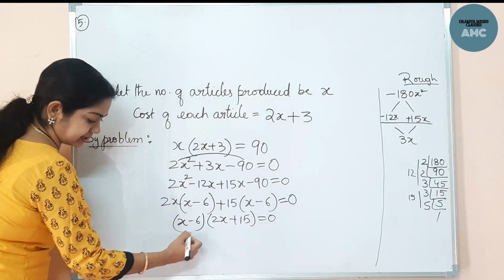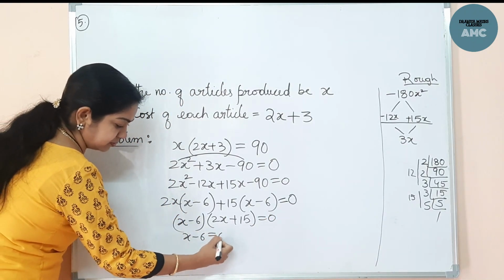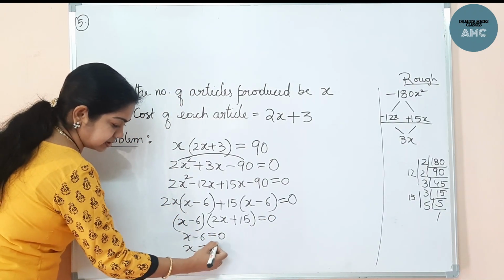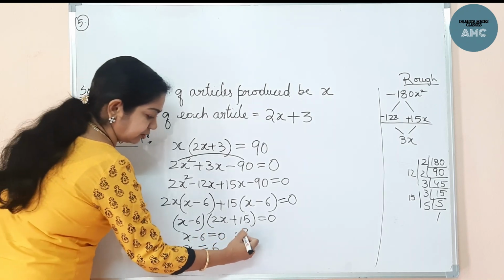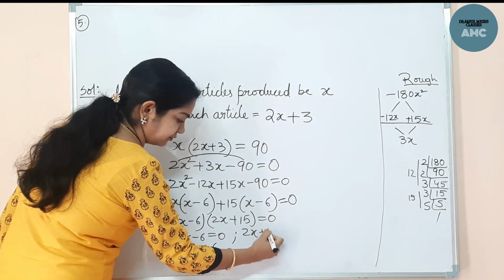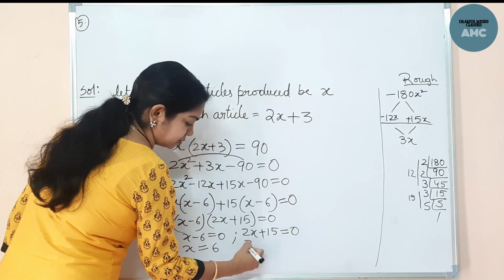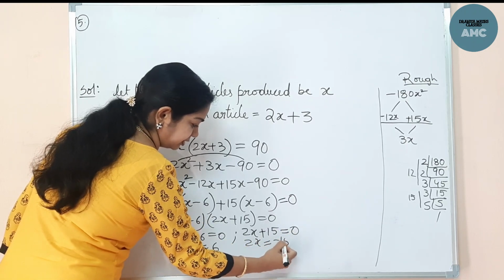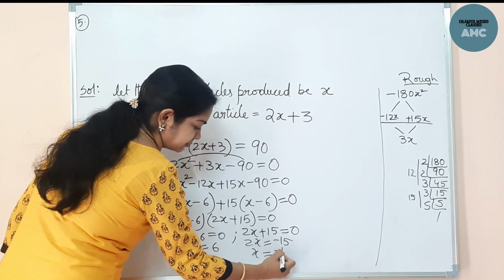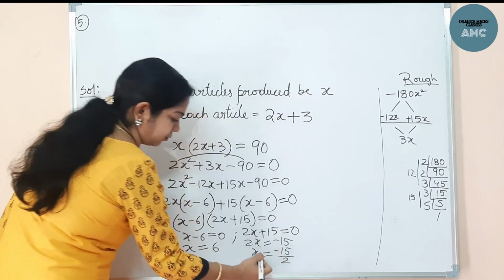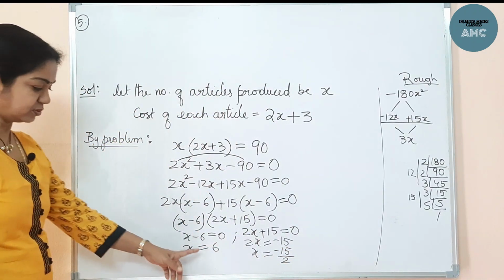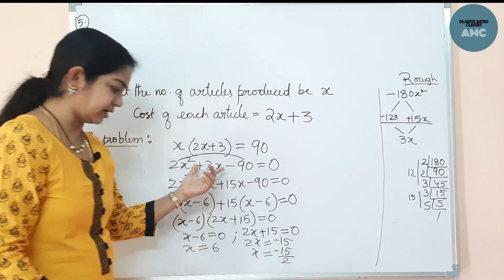Now that implies x minus 6 equals 0, so x is equal to 6. Now if you take 2x plus 15 equal to 0, then 2x is equal to minus 15, so x is equal to minus 15 by 2. Now what is x actually? These are the roots, okay? These are the roots of this quadratic equation.